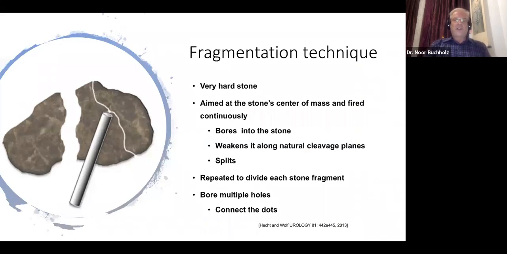Now if you have a very hard stone, a brushite stone, a calcium oxalate monohydrate stone, a cystine stone, then you can use the fragmentation technique. So you aim your laser at the center of the stone, and the idea is to make holes into the stone, weaken it along its cleavage planes so that the stone splits into fragments, and then you have, of course, to attack each fragment again and do the same thing again until it becomes smaller and smaller.